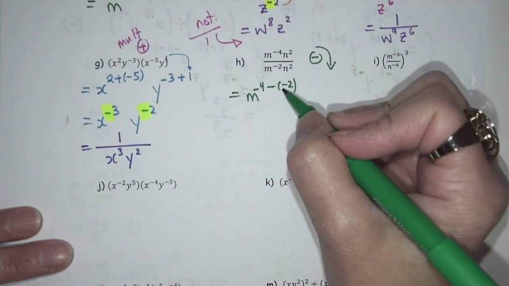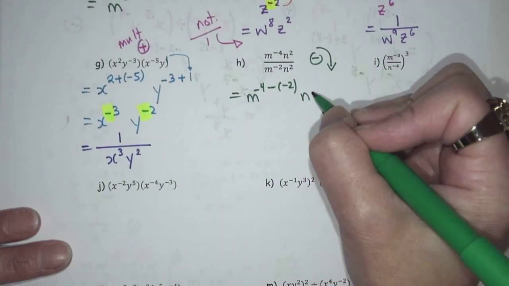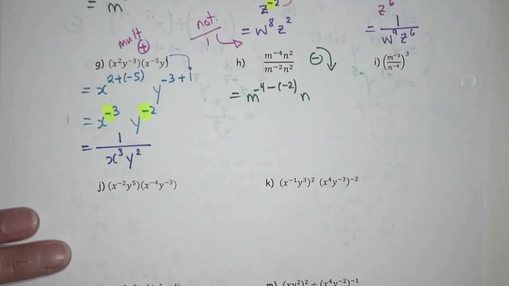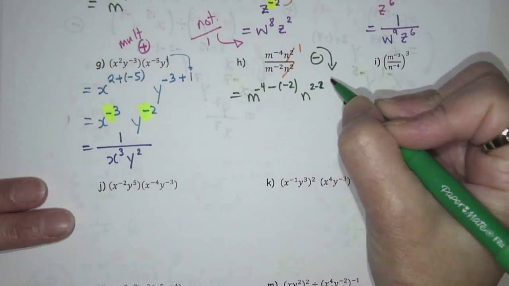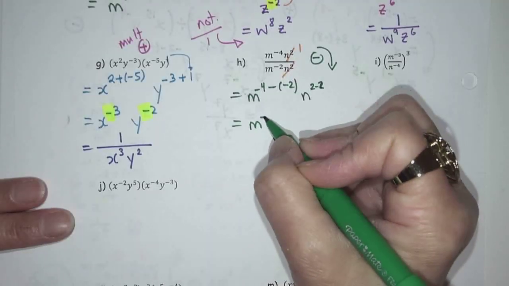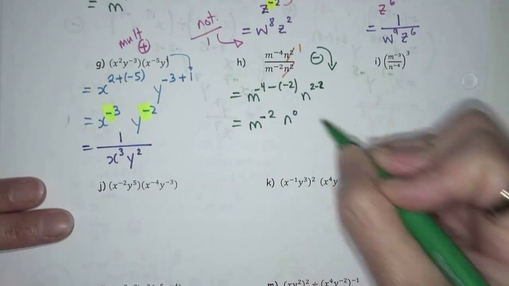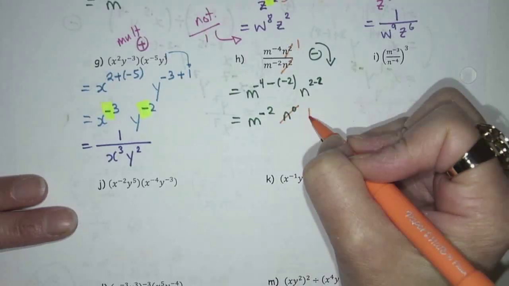So this is negative 4 minus negative 2. And this is n to the 2 minus 2. As soon as you see this, if you can just cross it off and make it 1, that'd be perfect. Okay, but if not, then you're going to go 2 minus 2, which is going to give you 0 anyway. So m to the negative 2, n to the 0. N to the 0 crosses off to become 1.